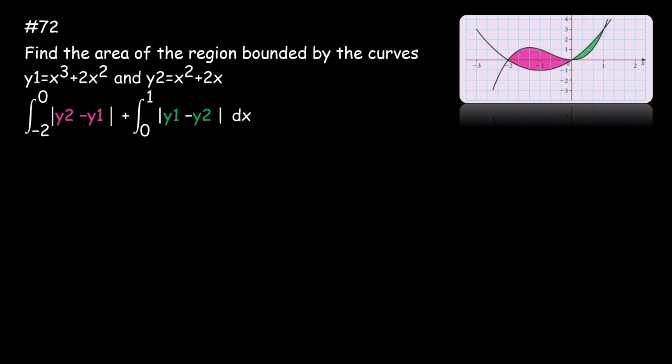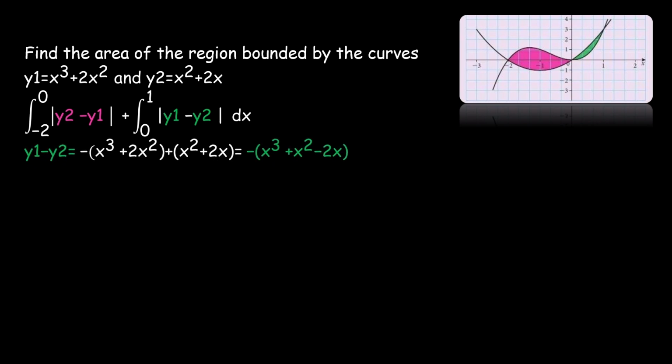So let's do y2 and y1, simplify them so that we can plug them in there. So y2 minus y1 will give us x cubed plus x squared minus 2x. y1 minus y2 will give us the reverse of that, right? So it's going to be a negative value. So I'm just going to affix a negative value to it. But keep in mind, we must take the absolute values of these functions at the end of the day.